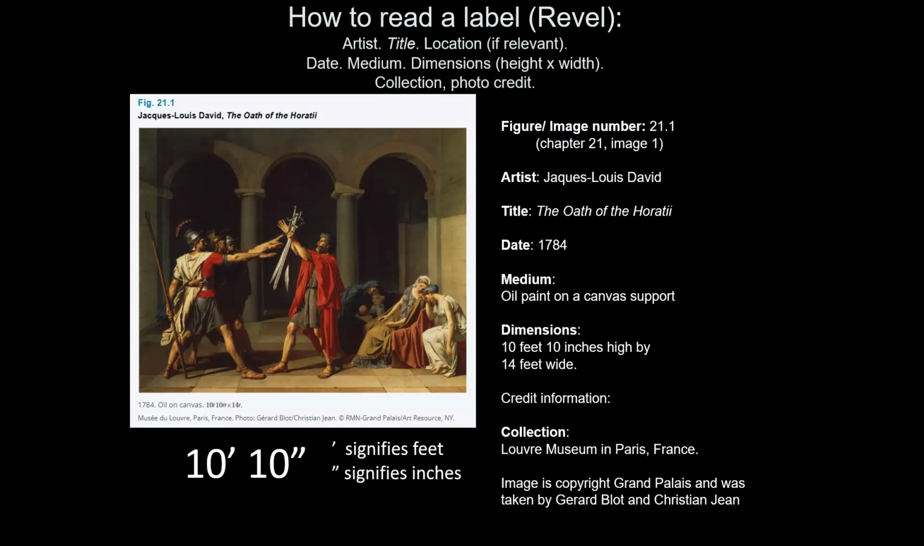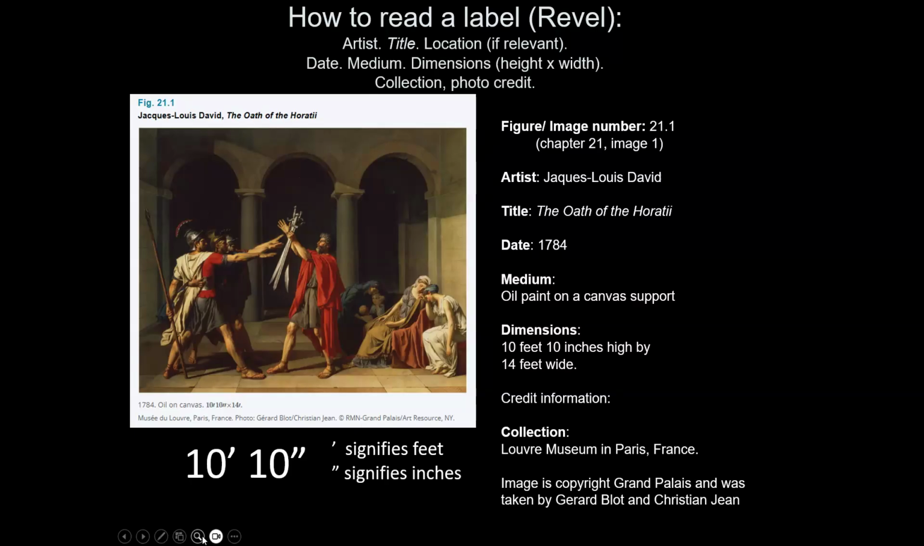The artist is Jacques-Louis David. The title is The Oath of the Horatii. There's the date that it was made, 1784. And there is a common medium that you're going to see in art. Oil on canvas, meaning that this is a painting. It was made with oil paint on a canvas support, as opposed to oil on panel, oil on linen. These are other supports.